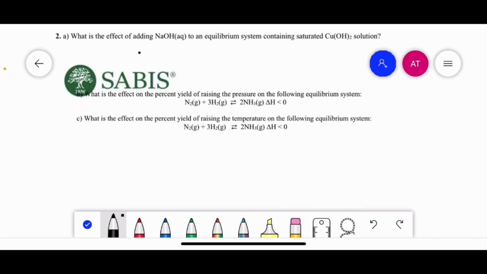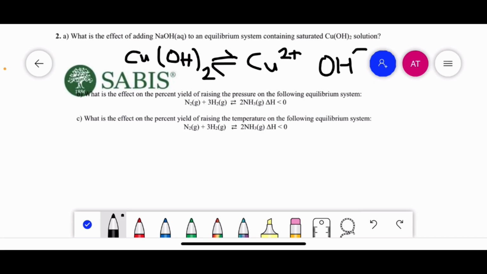So we have the reaction Cu(OH)2 partially dissociates to give Cu2+ and OH-. Now adding NaOH or OH- will favor the backward reaction. But because this is a solid, it has no effect, meaning that adding NaOH will increase the amount of OH- because you are adding NaOH or OH-, but it will decrease the Cu2+ because the reaction shifts to the back. The reaction favors the left side.